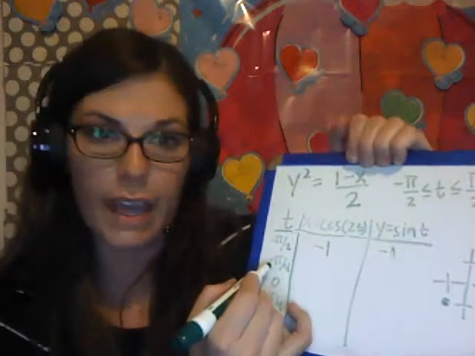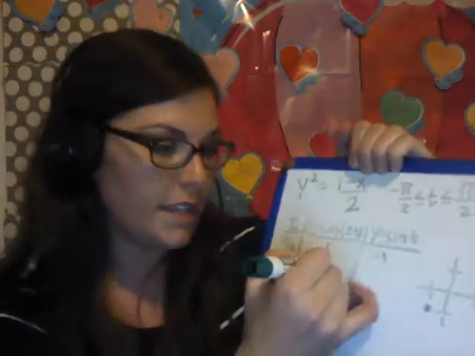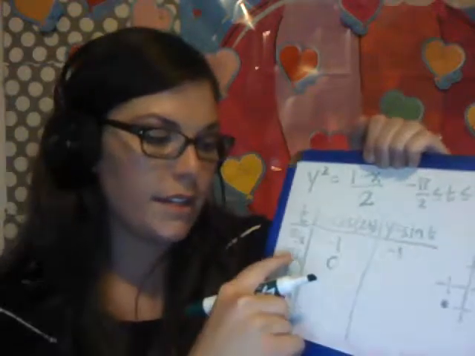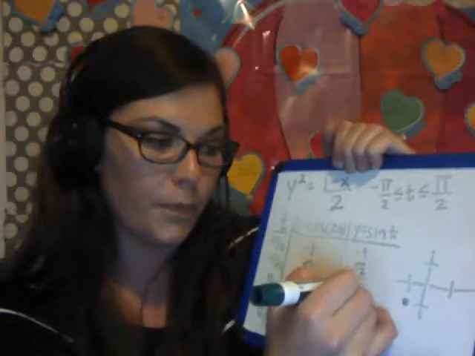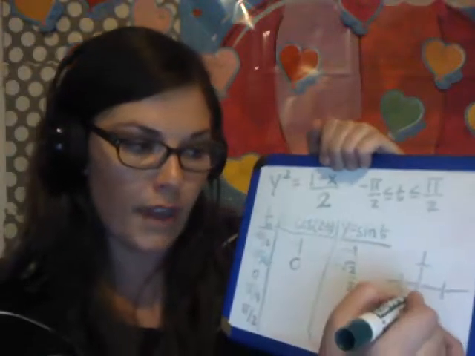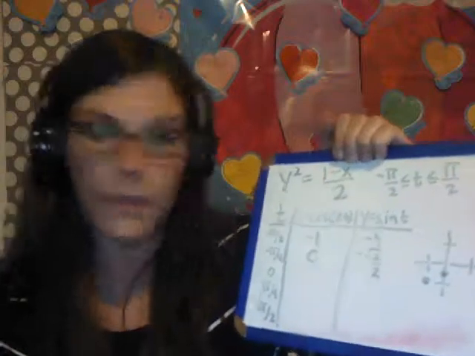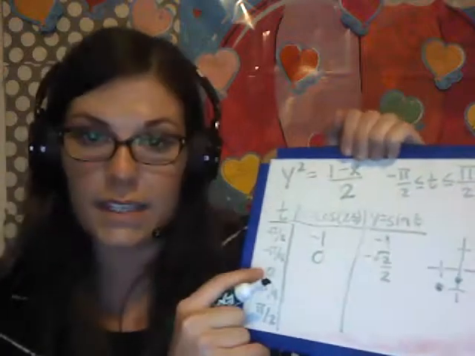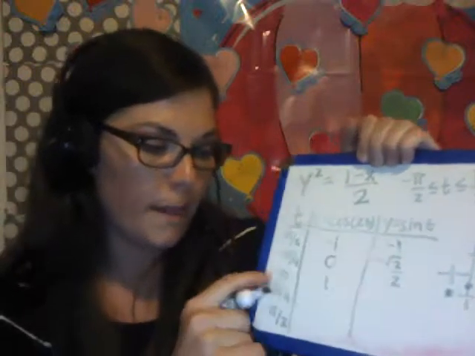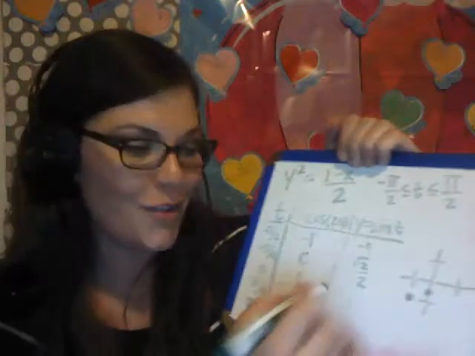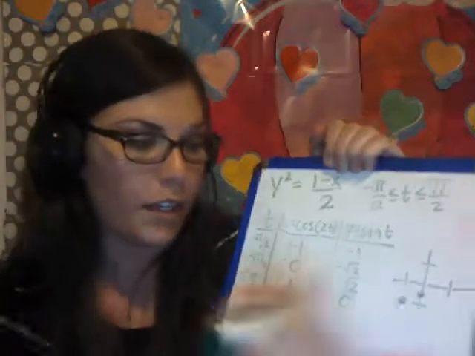Now let's substitute negative pi over 4 into cosine 2t, which will give me 0. Sine of negative pi over 4 will give me negative square root of 2 over 2. I'm going to approximate that about right here: 0, negative square root of 2 over 2. Then I'll substitute 0 into cosine 2t, which will give me 1, and 0 into sine t will give me 0. So let's plot the coordinate 1, 0.